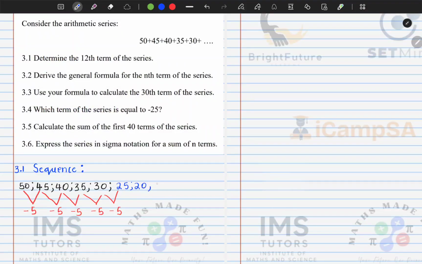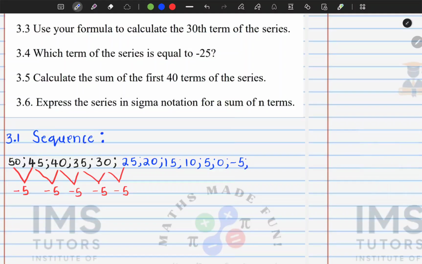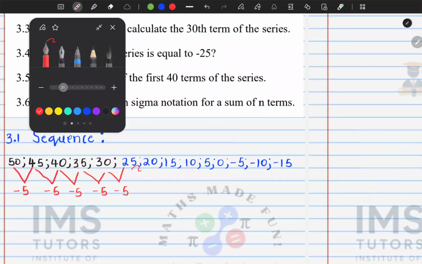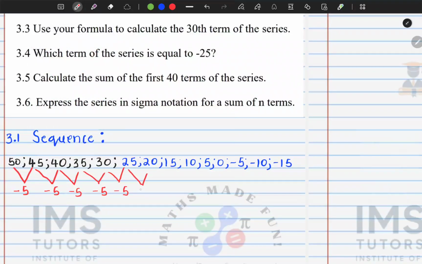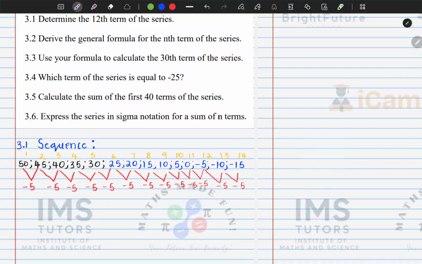Minus another 5, we get 20, we get 15. Then we get 10. Then we get 5. Then we get 0. And then we get minus 5. Let's make some space. All that is happening is we are just minusing 5. It becomes minus 10 and then minus 15. So the difference continues to be minus 5 between any two consecutive terms. Let's make a note of that.